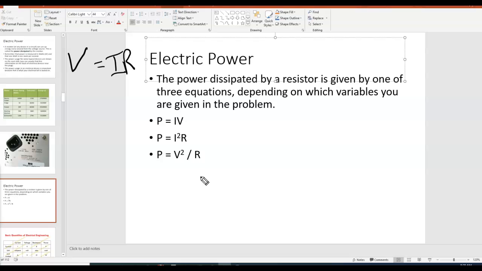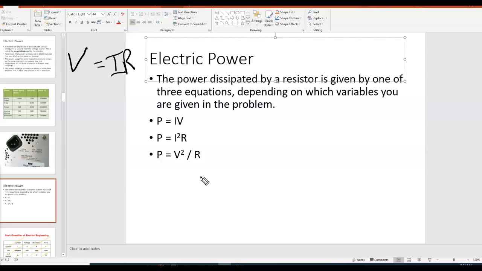They all have the unit of watt, and you can use whichever one you want as long as you have all those variables. And so that means if you're doing a problem and you're trying to figure out which equation for power should I use, you should use the equation that has all of the variables you're given. If you're given current and voltage, then you should probably use the equation for power that has current and voltage. Okay, and so these equations are all the same.